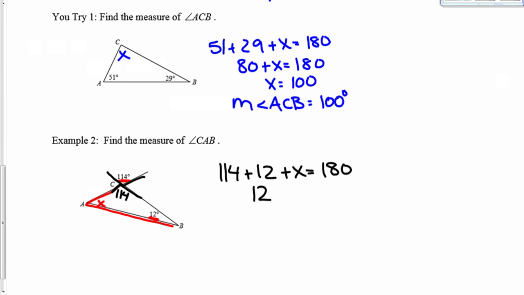So I get 126 plus x equals 180. Therefore, x equals 54. All right, so the measure of CAB equals 54 degrees. Now, I just want to pause for 1 second.